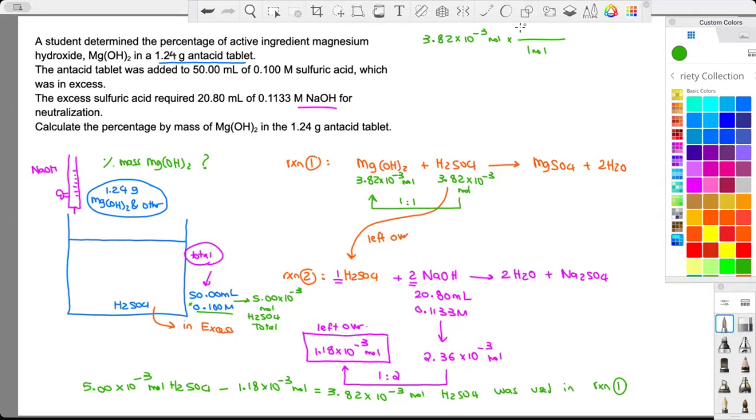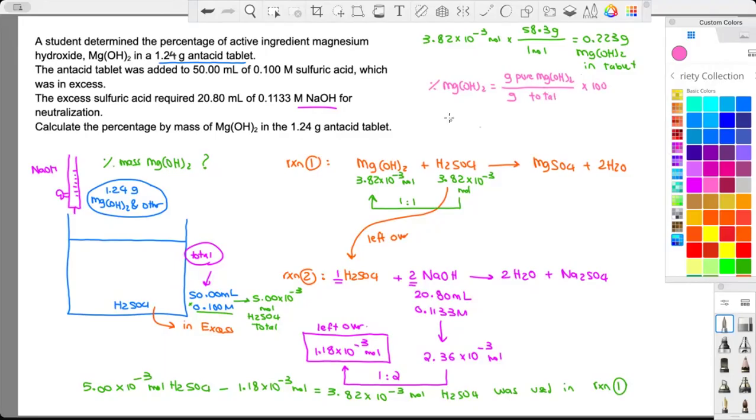So we know for every 1 mole of MgOH2, the molar mass is 58.3 grams. So we know that 0.223 grams of pure MgOH2 was in the tablet. Now, to find the percentage of MgOH2 in that tablet, it's essentially like a percent purity question. So it's basically the grams of pure MgOH2 over grams total, which is the mass of the antacid, times 100.